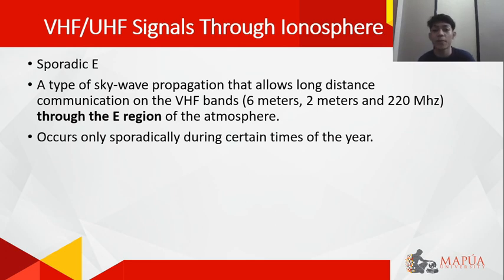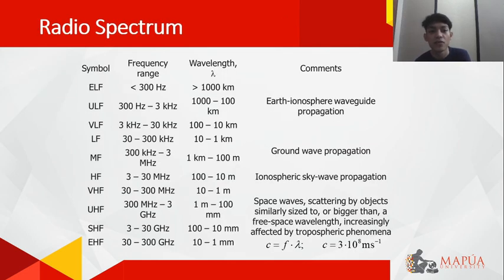A type of skywave propagation that allows long distance communication on the very high frequency bands, 6 meters, 2 meters, and 220 megahertz, is through the E region of the atmosphere. It occurs only sporadically during certain times of the year. Presented on the screen is the radio spectrum with the symbols, frequency range, wavelength, and comments.